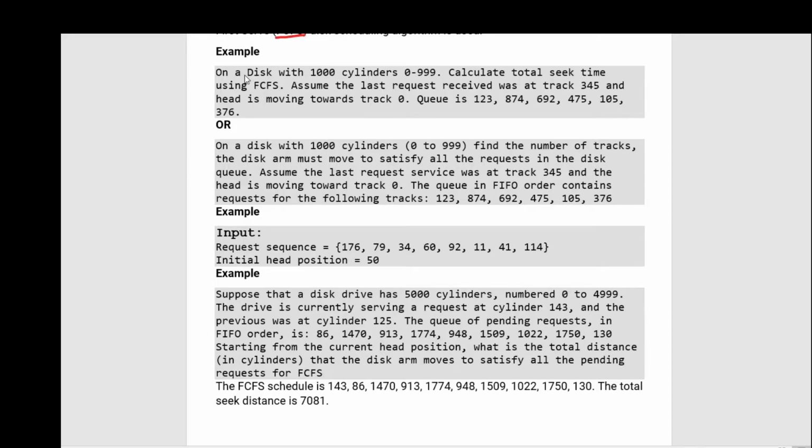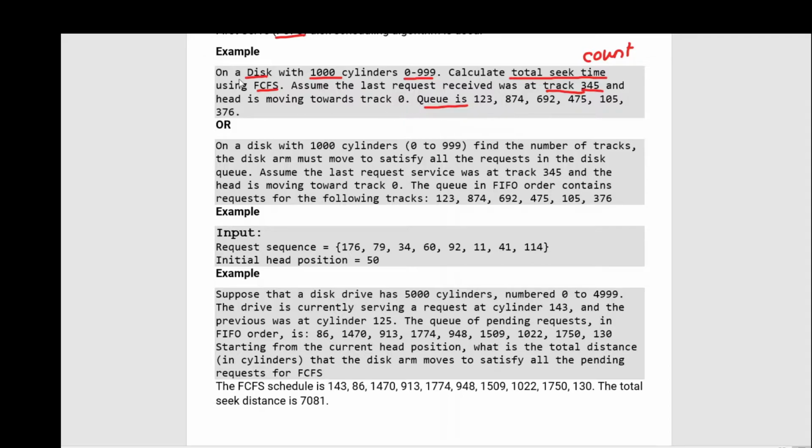What is given in the example? We do have a disk with 1000 cylinders. Cylinders are nothing but your tracks. We are asked to calculate the total seek time using FCFS. Either the time will be given or a seek count will be asked. Assume the last request received was at track 345, meaning your pointer is right now at track number 345 and the head is moving towards track 0. The queue is given, which is not in ascending or descending order. So we are going to find the total seek count.